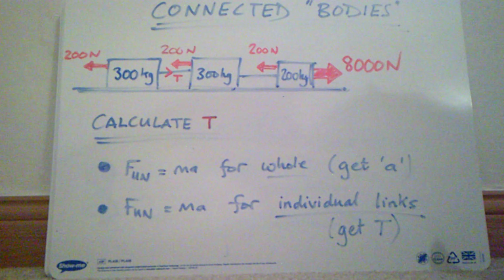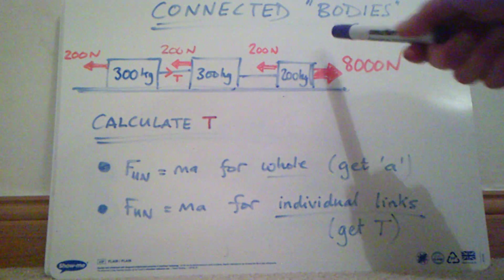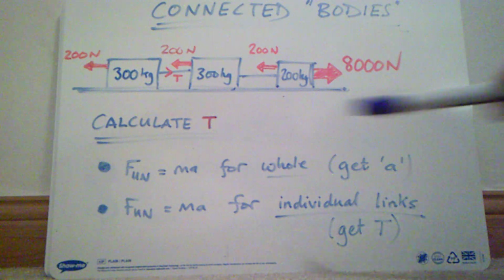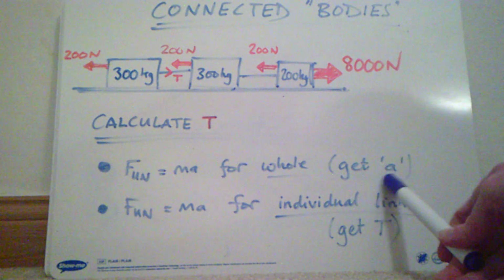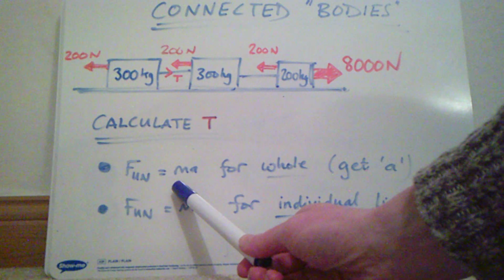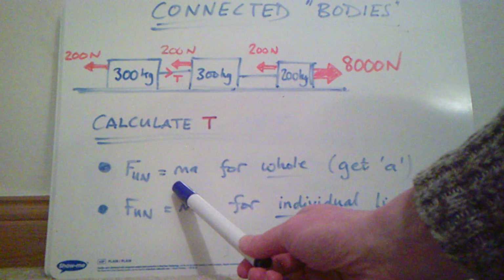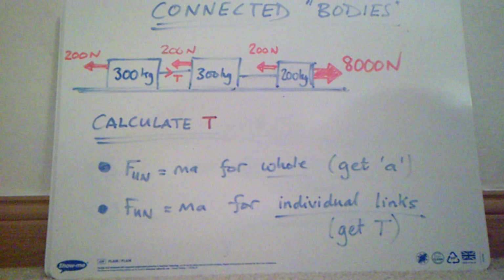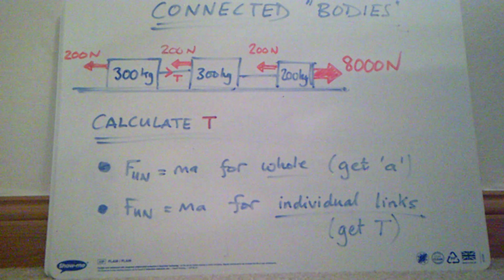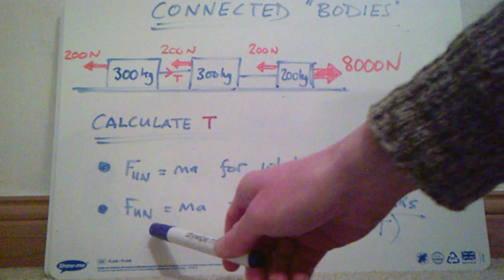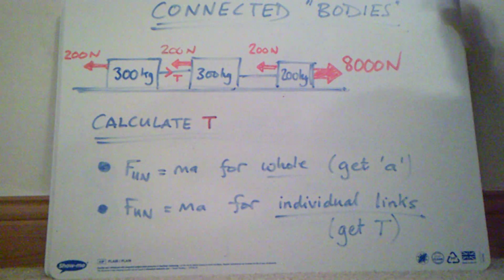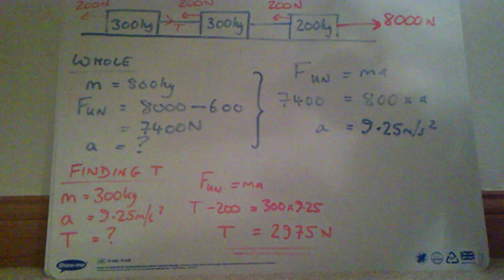So how do we do these things? Well, at higher physics, it's always a case that this connected system is accelerating. So what we do is we first of all need to find out the acceleration of the whole system. So if it's accelerating, we use the formula F_un = ma, and we use F_un = ma for the whole system to get the acceleration, and then we zoom in on the individual link we want. So we use F_un = ma for the individual link we want. Okay, so we'll keep going with this example.